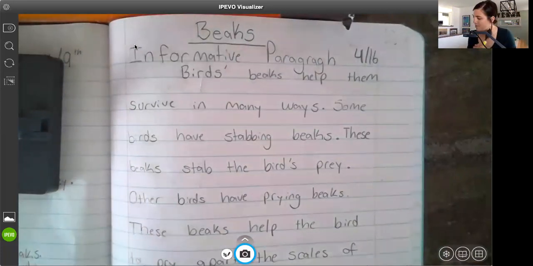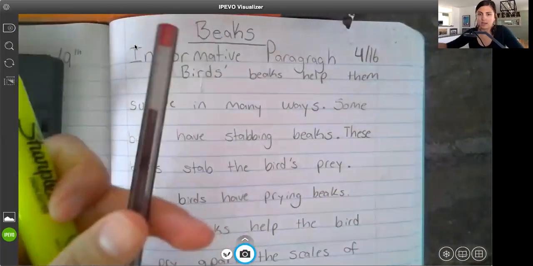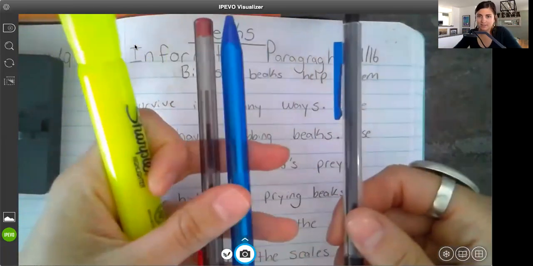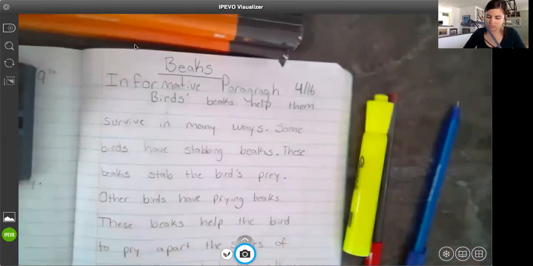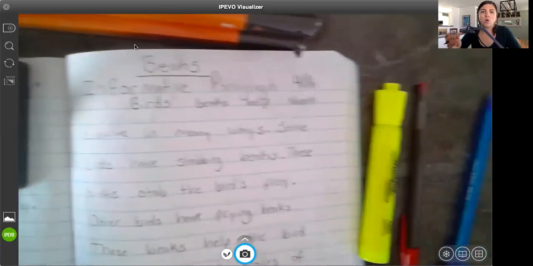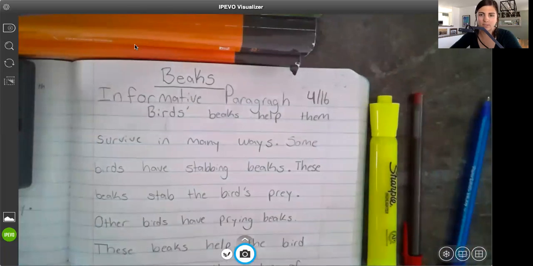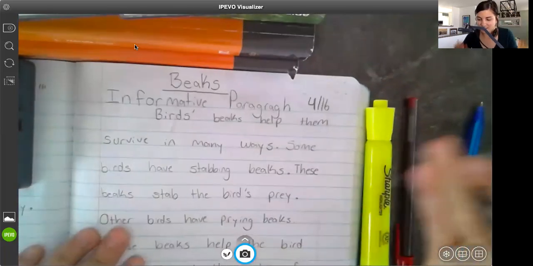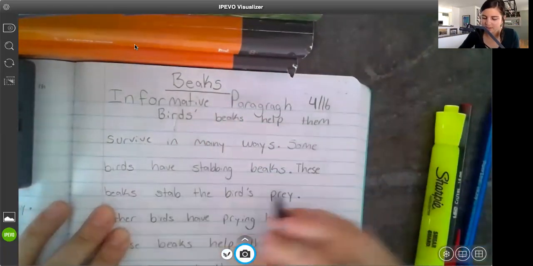conclusion. So at my house, I could round up a highlighter, a red pen, a blue pen, and a pencil. So I'm actually going to show you a couple different ways. If you only have a pencil, I will show you what we can do. So first, let's think about our topic sentence. Where does the topic sentence come? At the top of the paragraph, it's the very first sentence. So birds' beaks help them survive in many ways.